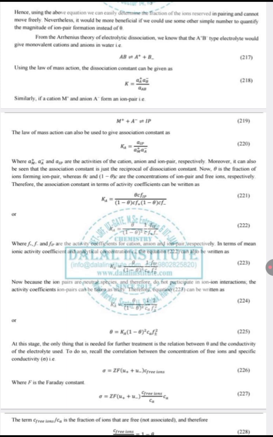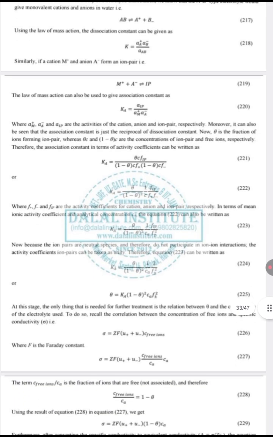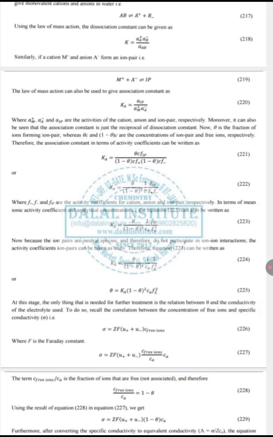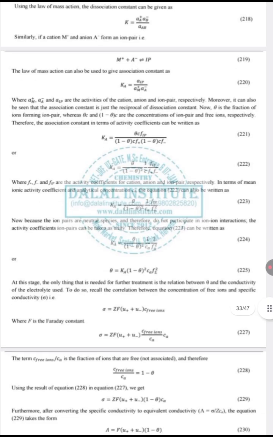From the Arrhenius theory of electrolytic dissociation, we know that an A plus B minus type electrolyte would give monovalent cations and anions in water, that is AB equals A plus plus B negative, equation 217. Using the law of mass action, the dissociation constant can be given as K equals a of A plus into a of B negative divided by a of AB, equation 218.